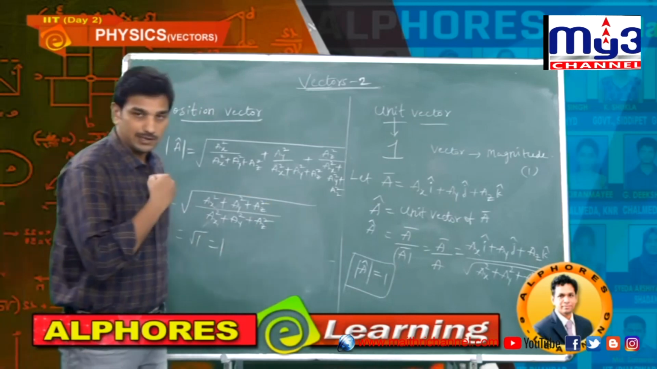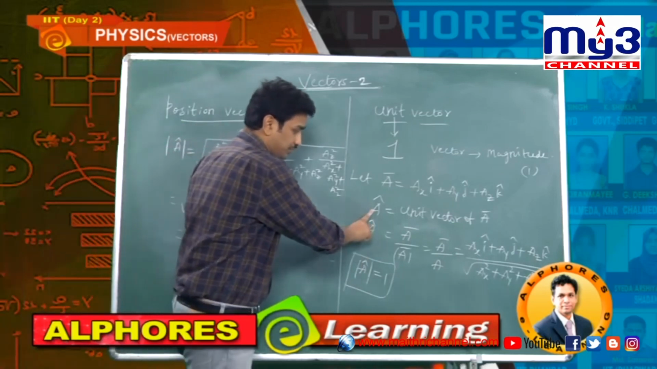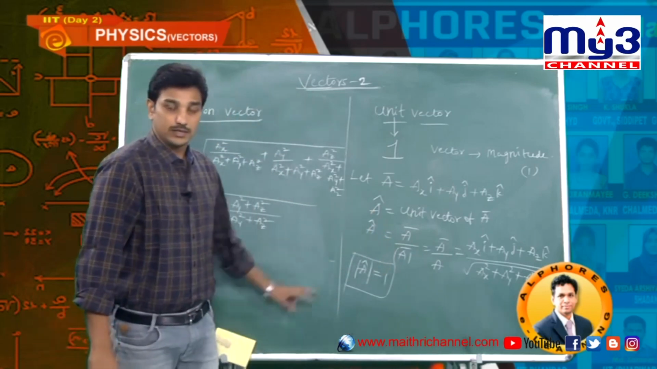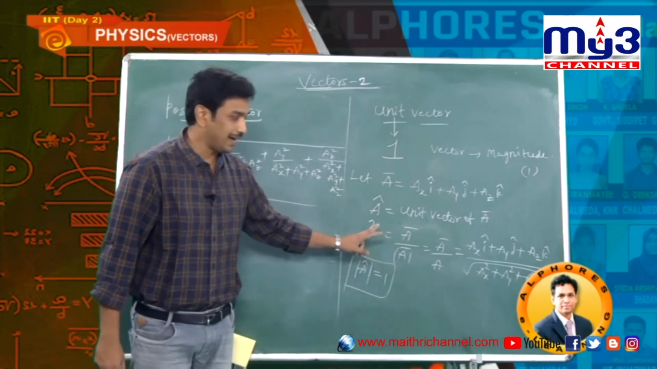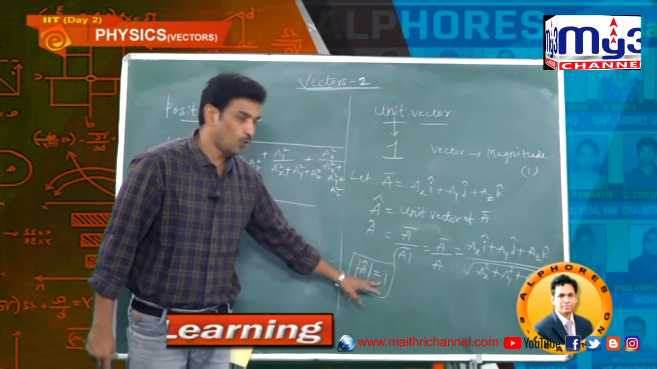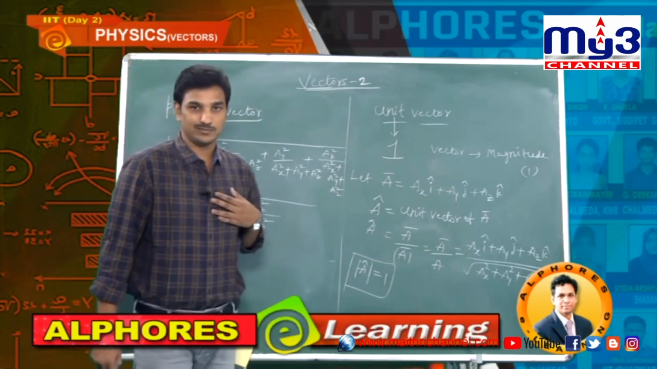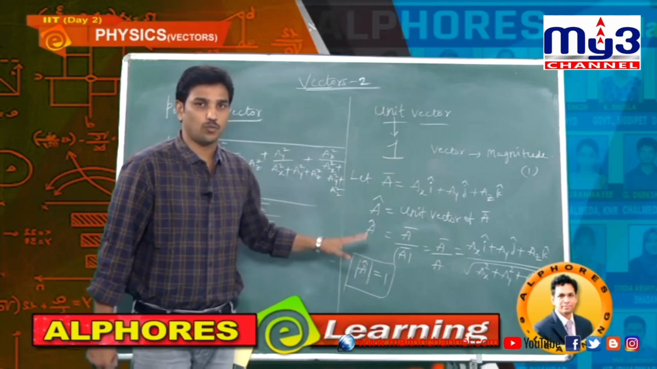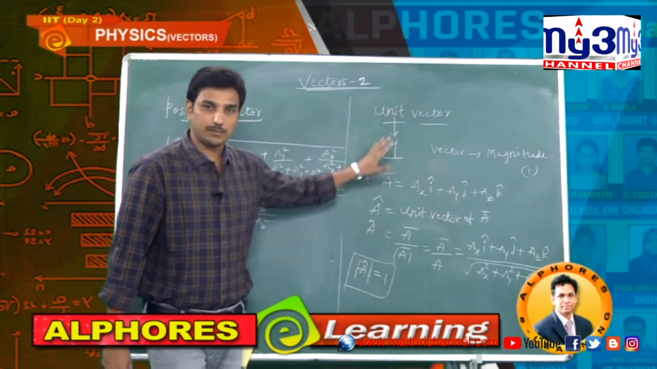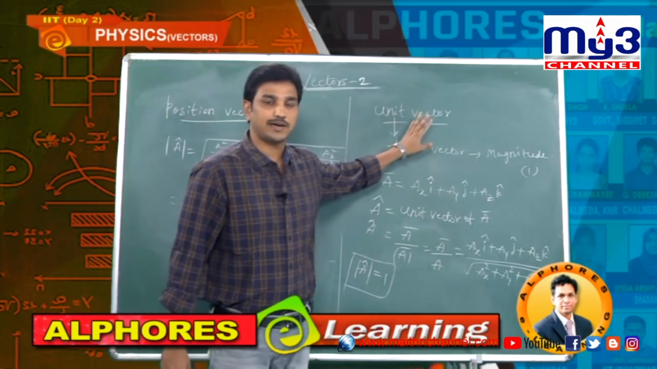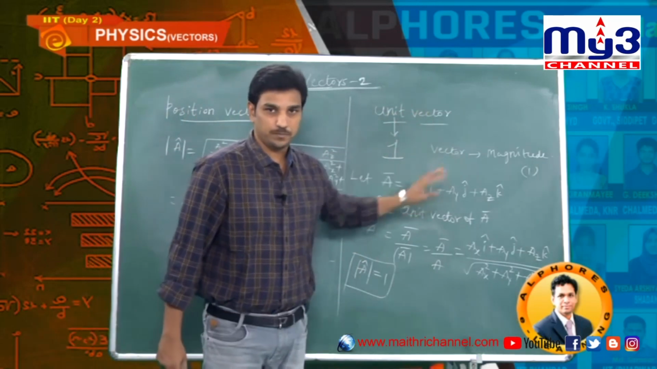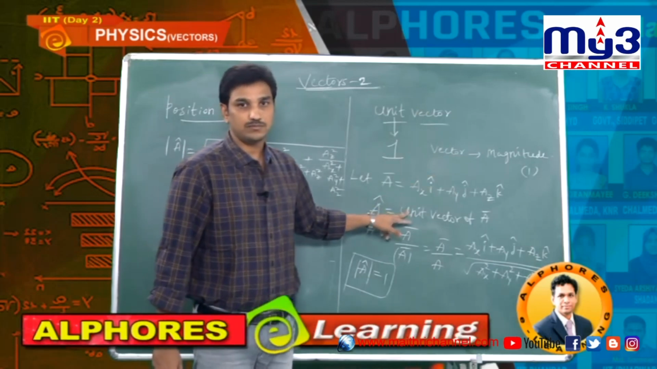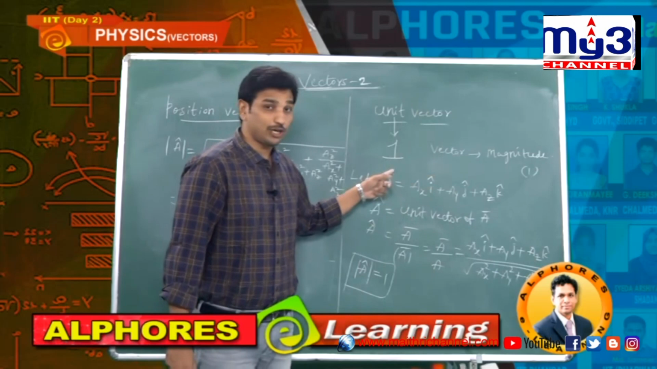So I am correct. What is the definition, A cap is equal to A bar by mod A bar? It's correct because the magnitude of a unit vector is 1, then you can believe me 100%. So here we understood what is a unit vector. What's the meaning of unit vector? Vector magnitude should be unit, that's 1. Now we define A cap as the unit vector. A cap is unit vector of A bar.